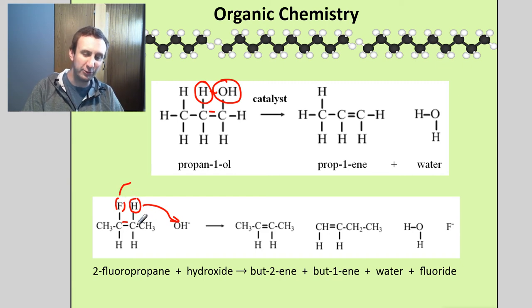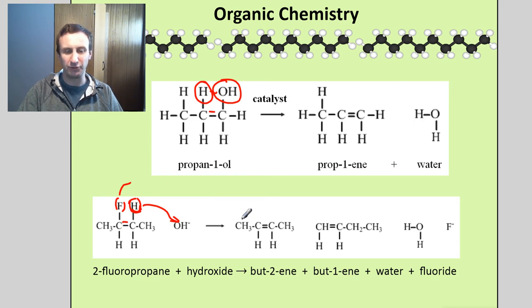Now, I actually have two different options of which hydrogen can leave. This hydrogen could leave, or it could be one of these hydrogens here. Both are options. So I end up with two different products. I could have but-2-ene or but-1-ene. And then I have water and I have fluoride as well. So interesting, the different kind of products I could have out of this. So that's two different elimination reactions that we can have occurring. Again, this is making alkenes.